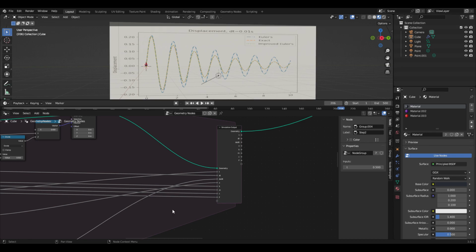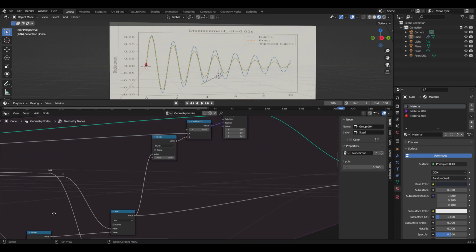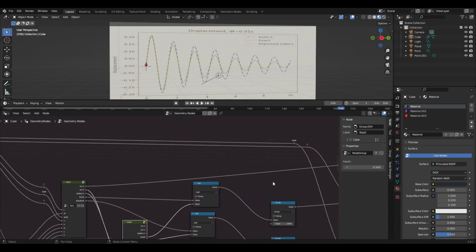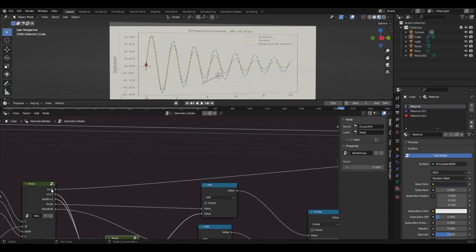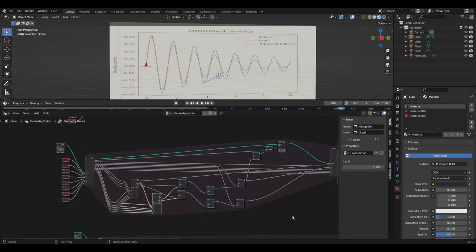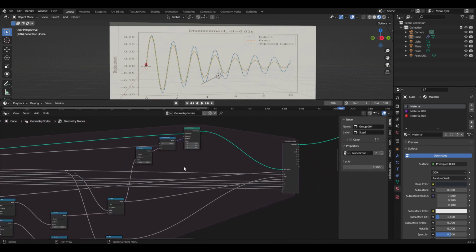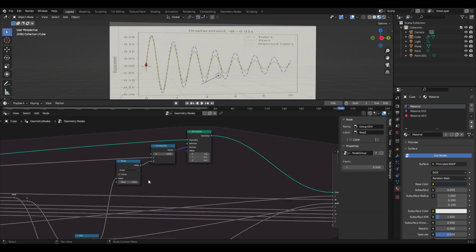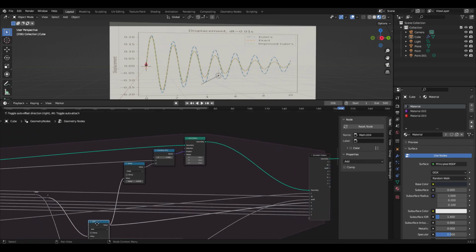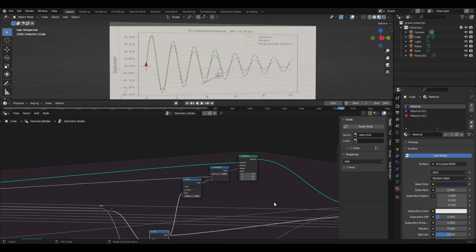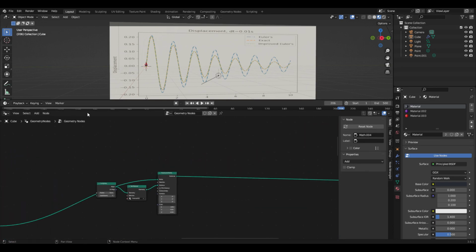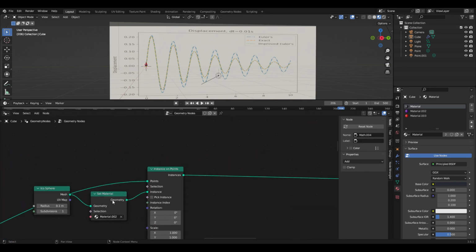So that's all pretty simple, and you can see here I'm doing the same thing. I'm taking the output displacement, feeding that into Z. Y, again, is the time, and then that's going into a set position. And here, instead of a cube, I'm using an icosphere, and that's the same thing. It's going into that join geometry.